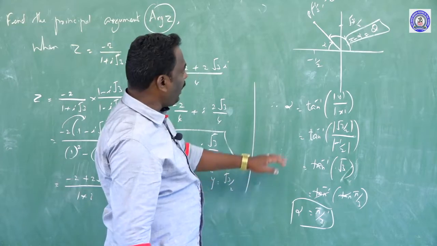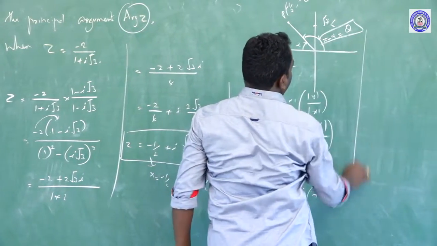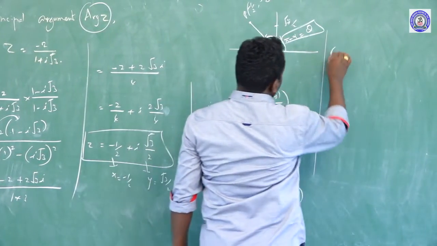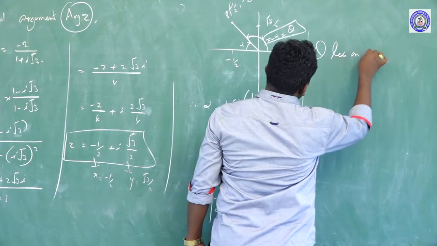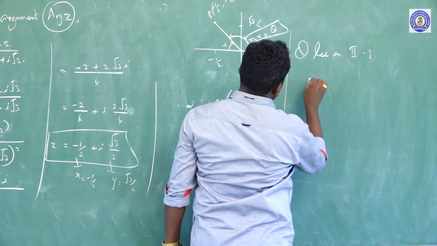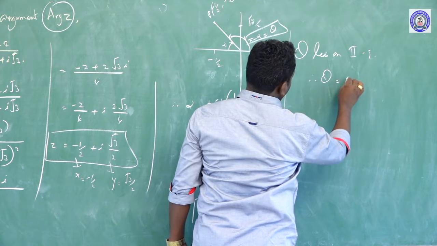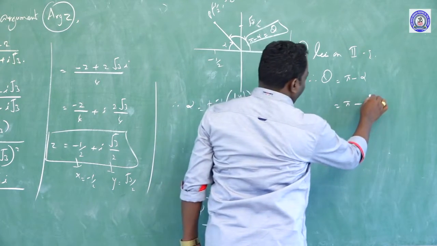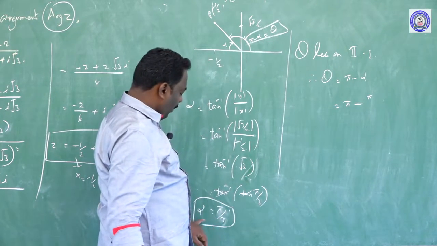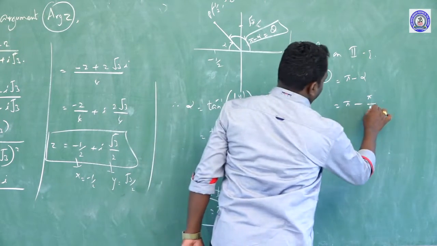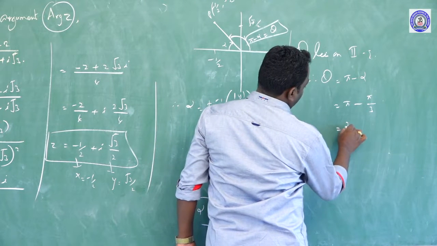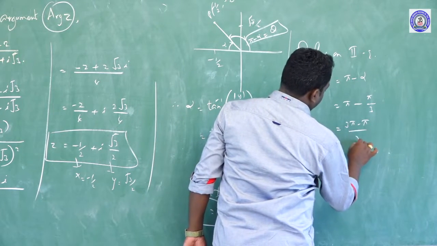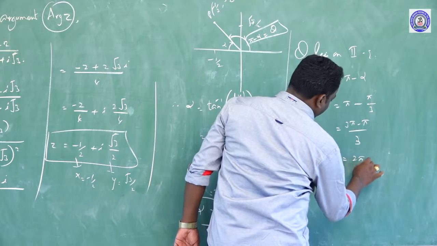Understand? Now just apply the formula. Theta lies in which quadrant? The second quadrant. Theta lies in the second quadrant. Therefore theta equals pi minus alpha. With alpha equal to pi by 3, that equals 3 pi minus pi by 3, and that equals 2 pi by 3.